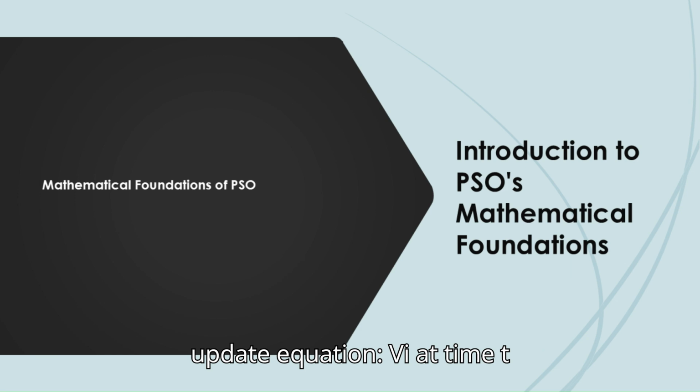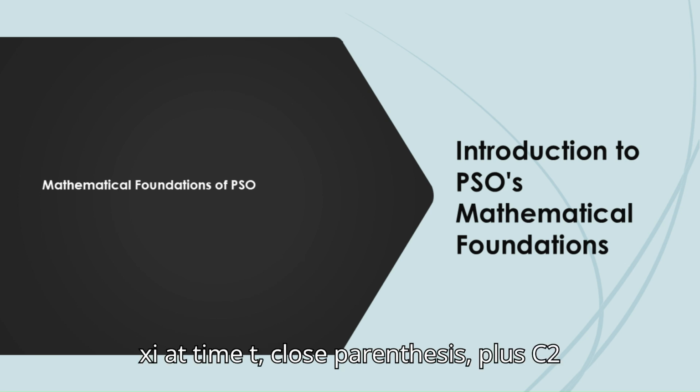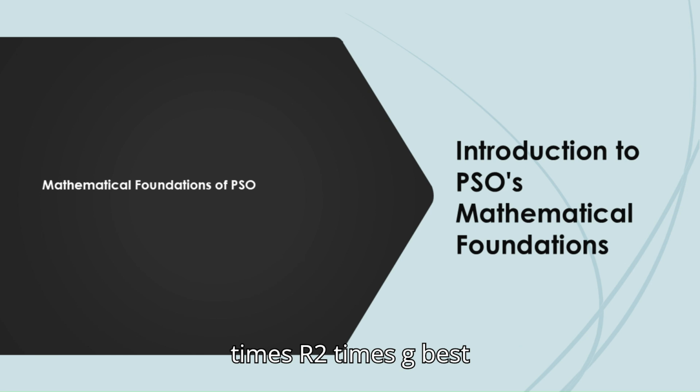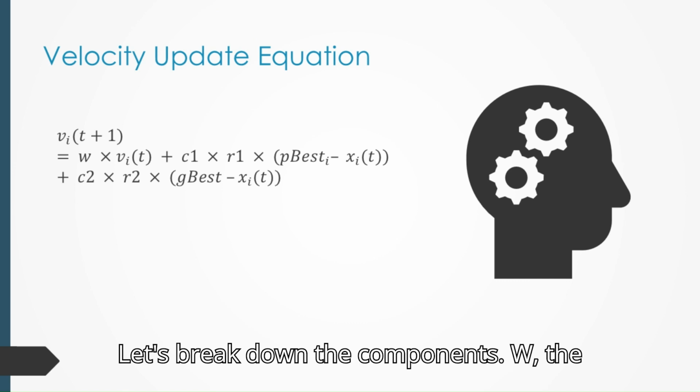V sub I at time t plus 1 equals W times V sub I at time t, plus C1 times R1 times (best sub I minus X sub I at time t), plus C2 times R2 times (gbest minus X sub I at time t). Let's break down the components.